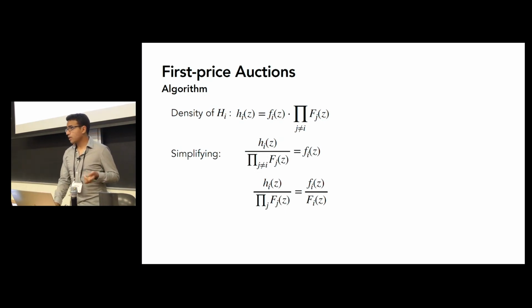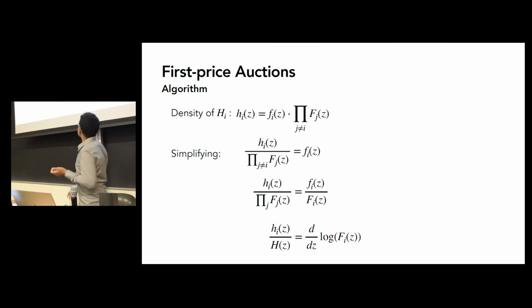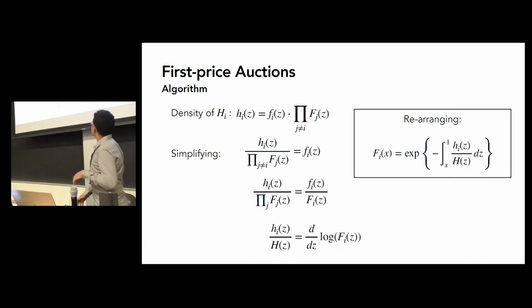If we look at each side of this equation separately, on the left-hand side, this denominator is just capital H of Z, which is the thing I defined earlier, just the probability that the winning bid is less than Z. And the right-hand side is just the derivative of log F. This is standard differentiation stuff. So this is just a differential equation. It's pretty easy to solve. Rearranging will give me this closed form for capital F sub I that's going to be the basis of our estimation algorithm.